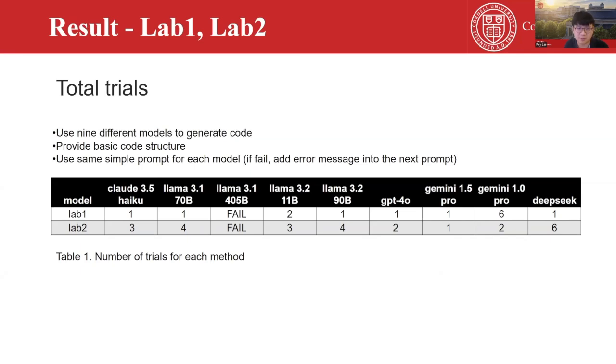But Lab 2 was a bit more challenging as it involved the KNN algorithm, which is used for classification tasks. This algorithm is more complex, so we had to run more trials to get accurate results. We used the same simple prompt for each model and adjusted it based on the errors encountered for both Lab 1 and Lab 2. So as you can see, in Lab 2, for example, Llama 3 70B had to try 4 times, but in Lab 1, it only had to try 1 time. So Lab 2 is more challenging for the LLM models.